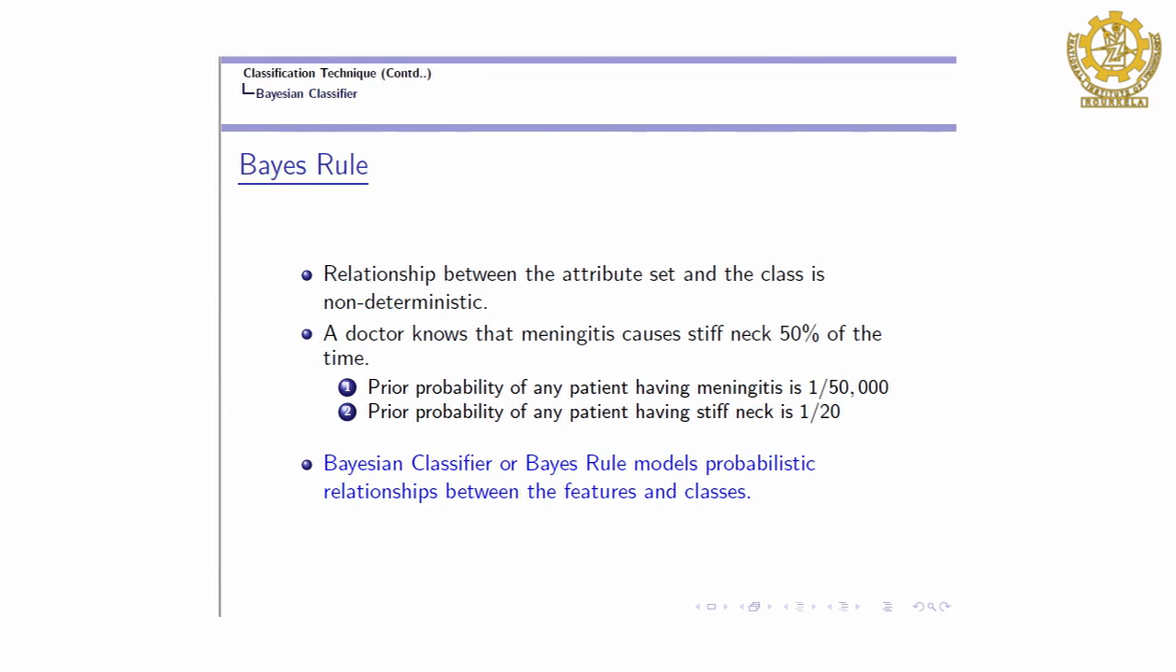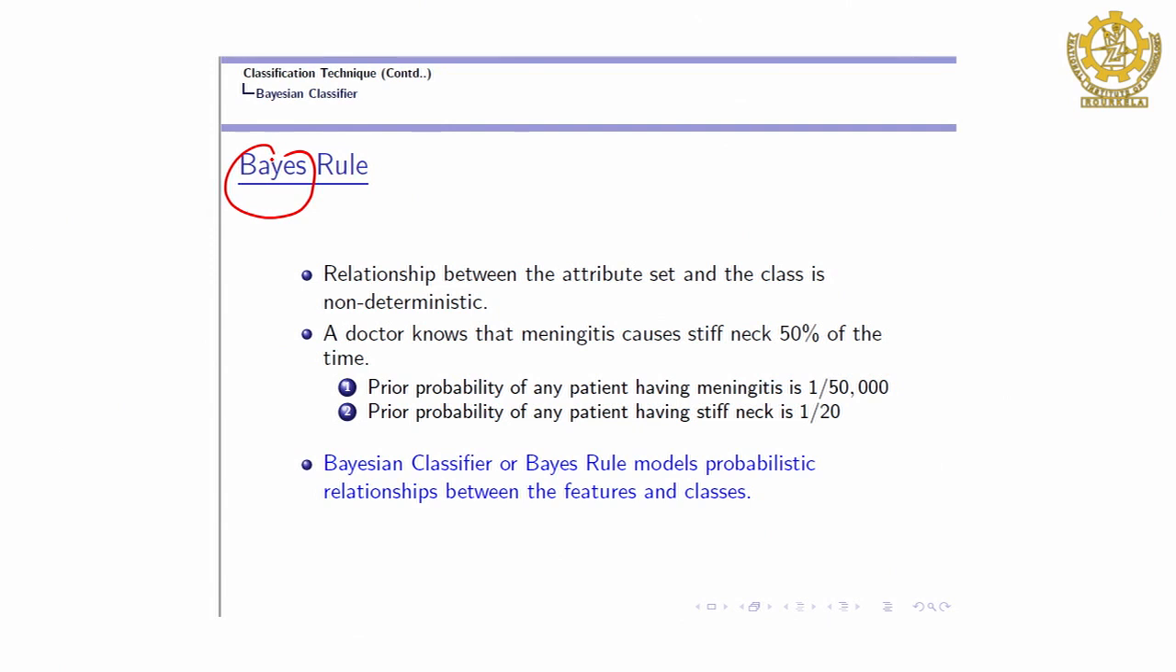Many times in the earlier examples of classification data sets, we have a very definite relationship between the class label and the features of an object. But sometimes it may not have this definite relationship; sometimes the relationship is non-deterministic. To explore this non-deterministic relationship, we will learn a classifier called the Bayes classifier.